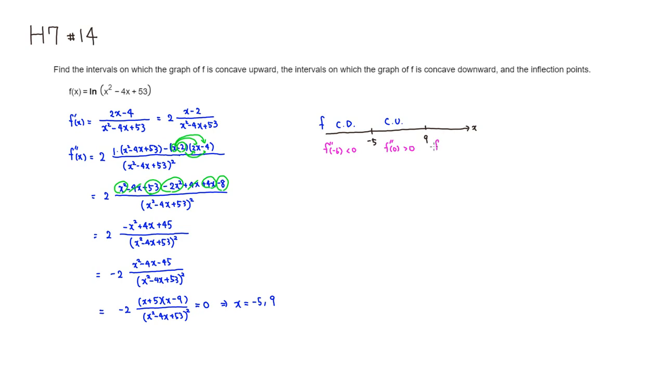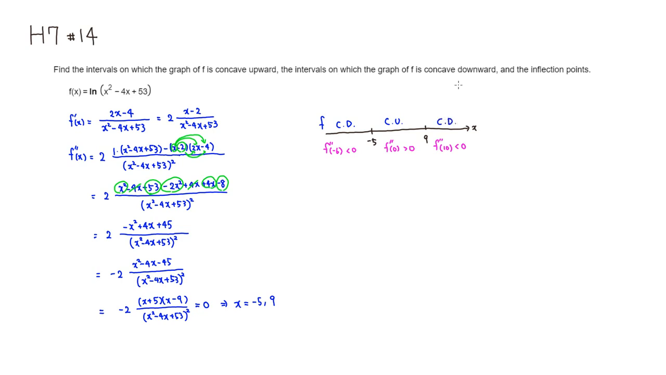We can try anything bigger than 9, so I'll try 10. You can see that 10 plus 5 is positive, 10 minus 9 is positive, and the only negative is negative 2, so it's going to be negative. So that way you have a concave downward shape.